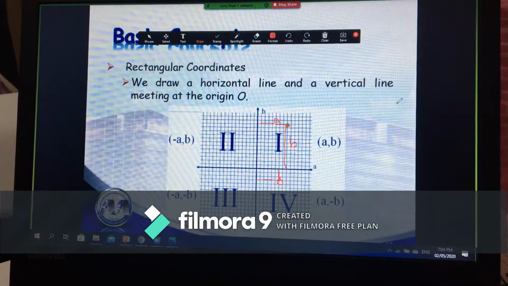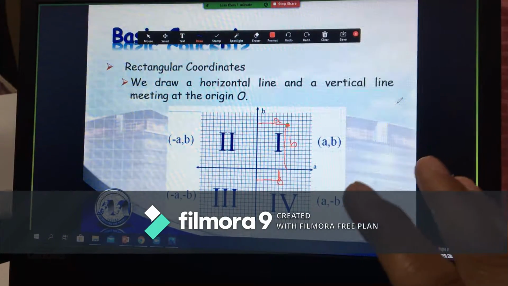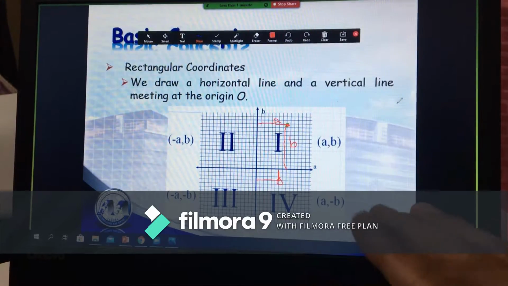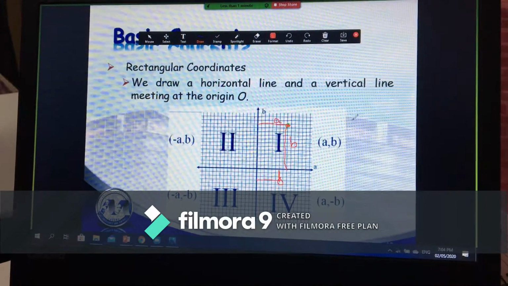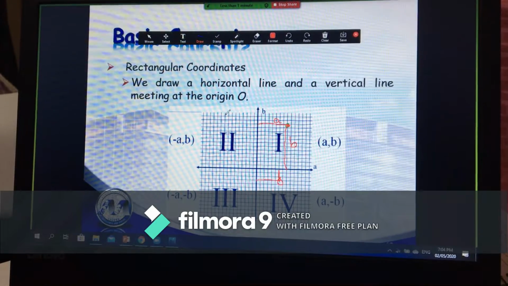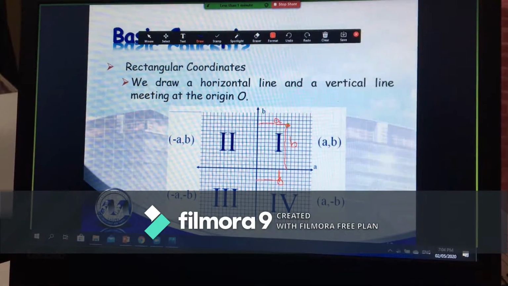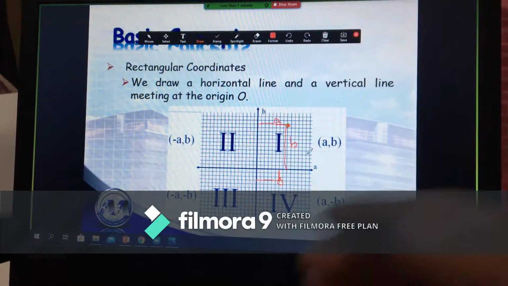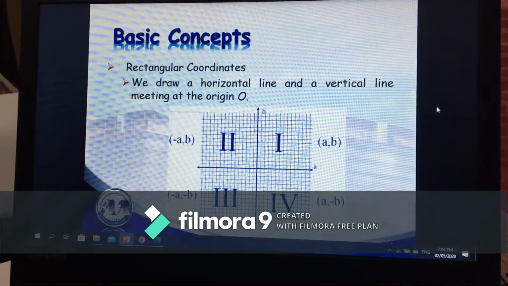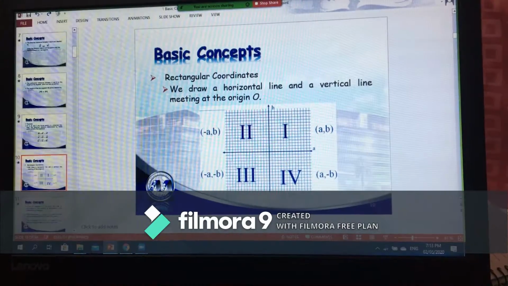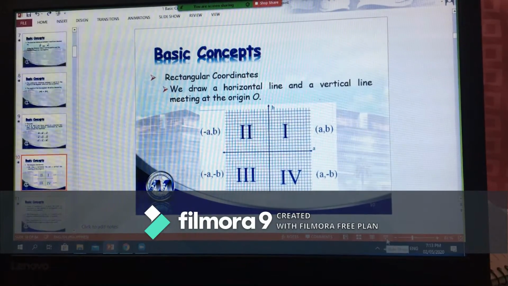Okay, very good. Alright, so we need to understand this kasi if it's not clear in your mind now, mahirapan kayo sa coming discussions natin. So, you better understand this one. If you have any questions, if this is not clear to you, then later on you can ask question in the discussion board. Okay, let's proceed to the next part.